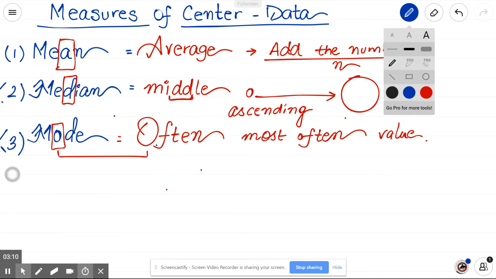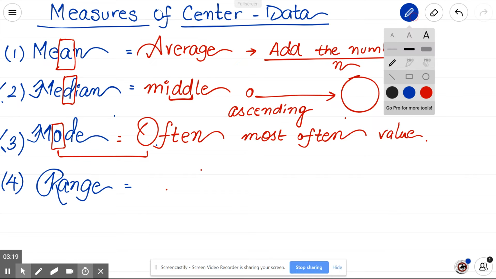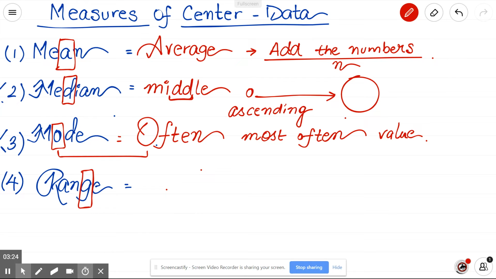All right, next up, we have range. And these are just little ways to remember, students. If you figure out another way to learn or remember, you can do that too. But I think all these letters that I highlighted will help you remember. With the range, I'm going to highlight the letter G. Why did I highlight G? For range, I subtract the greatest value minus the smallest value in the data set. So that gives me the range of the data set.